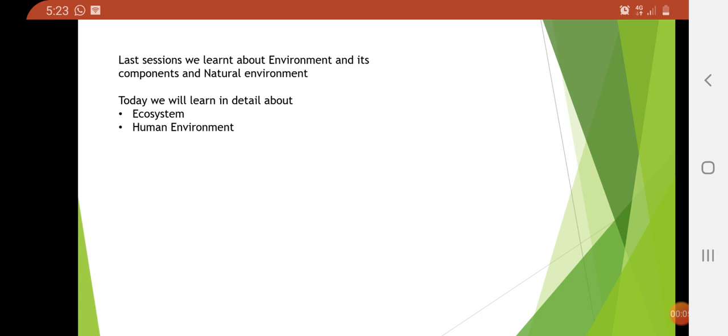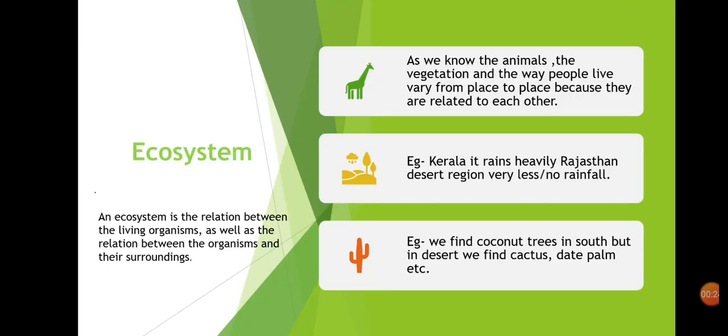We have studied in the last two sessions about environment, its components, and natural environment in detail. Today we will learn in detail about ecosystem and human environment. Ecosystem. What is an ecosystem? Let us see the definition first.